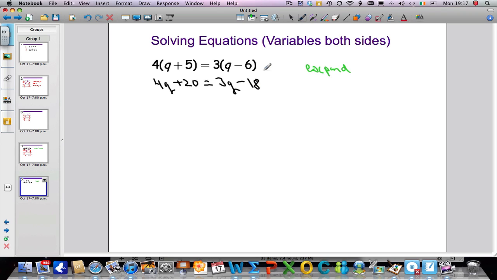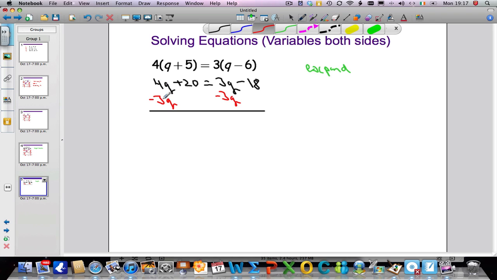Next thing, I've got to get rid of this 3q on the right hand side. So in order to get rid of 3q, we're going to take away 3q. So take away 3q here, but what I do to one side, I do to the other. So I'm going to take away 3q on the other side of the equal sign as well. Remember, equations are like weighing scales. Whatever we do to one side, we must do to the other.